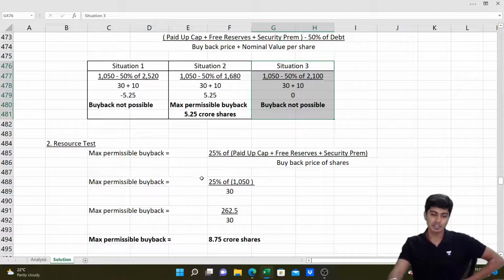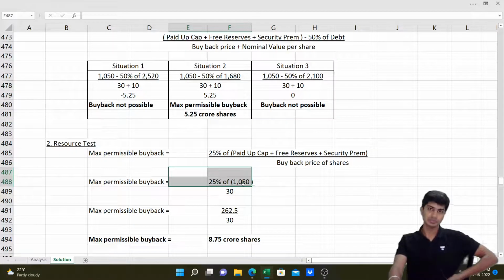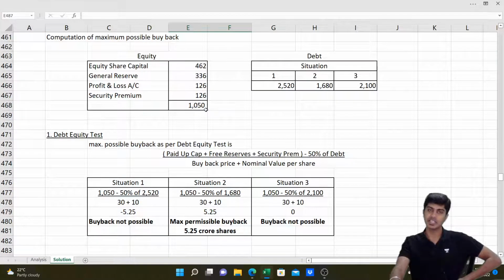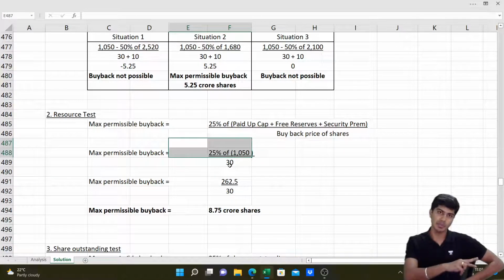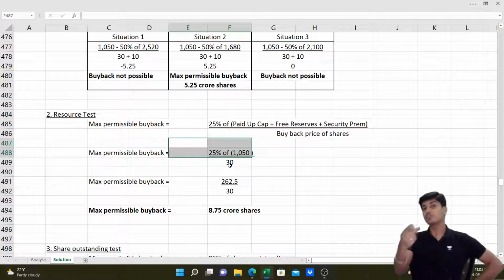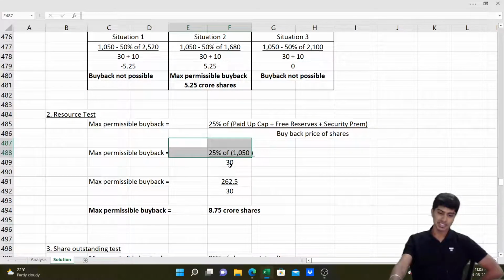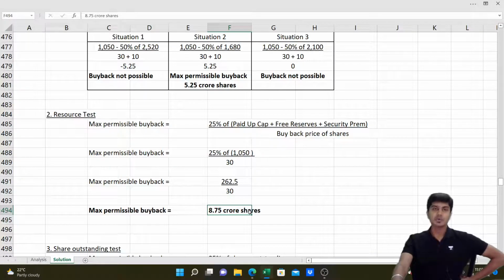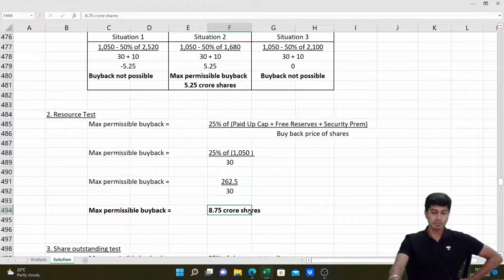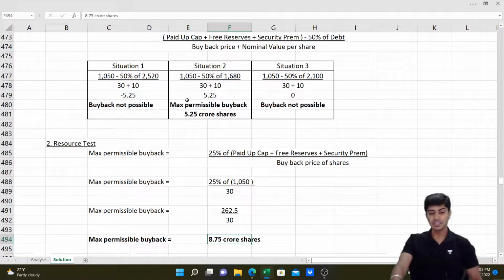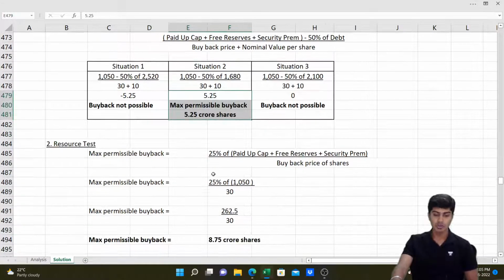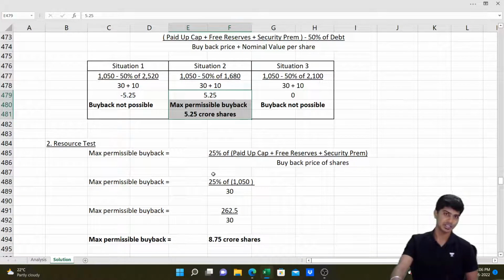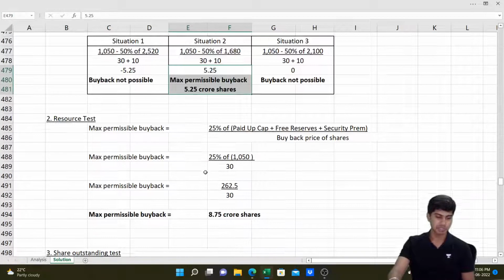So I'll take 25% of 1050. 1050 is the equity that I computed before even starting with conditions. Divided by buyback price of 30 rupees. 20 rupees nominal, 20 rupees market price, plus 50%. So 20 plus 50% is 30. So 8.75 crores is allowed for you to be bought back. But condition number 1 will allow us a maximum to buy back how much only? 5.25 crore shares. Which one do we go by? We need to comply with both the conditions. So condition number 1 will take over.